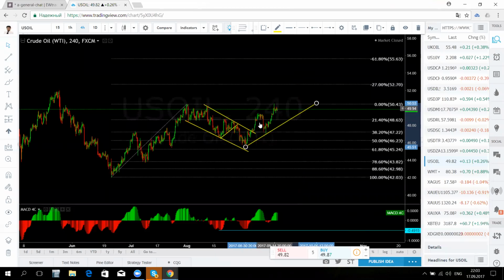So right now, just treat this here as an up move, wait for a pullback, buy. UK oil will give you pretty much the same thing, so we don't need to look at it. Let's look at natural gas.